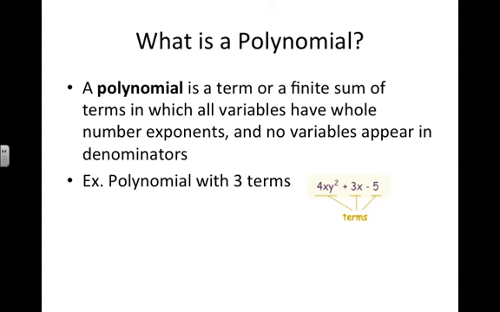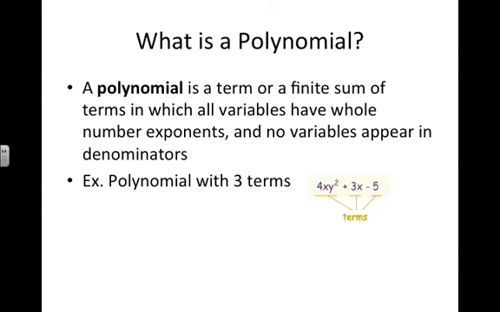So what is a polynomial? A polynomial is a term. So each of those single terms that we looked at, those are little baby polynomials. Or a finite sum of terms. You've got a little string of terms added together, in which all variables have whole number exponents. That's the other thing. Remember, whole numbers start with 0 and then include all the integers larger than 0. So 0, 1, 2, 3, 4, and so on. And no variables appear in denominators.